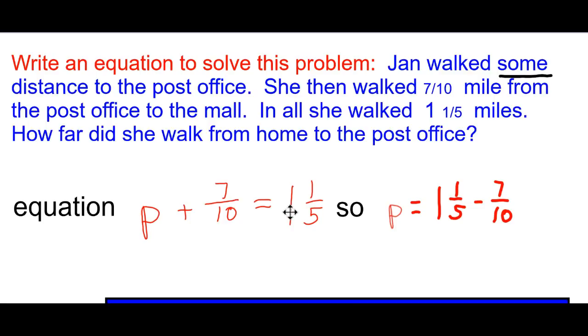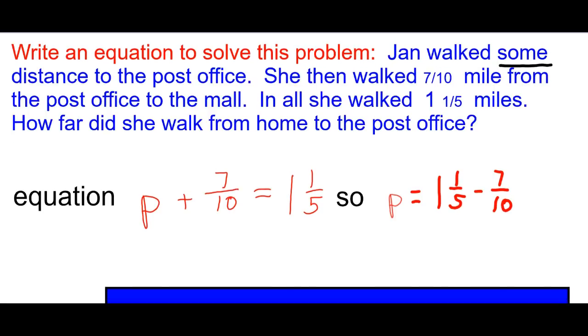That's not going to really help us solve it, so we need to rewrite this. Since it's addition, the inverse operation, or the opposite, is subtraction. So we have to flip this and take our total of 1 1/5 and subtract 7/10 from it to actually find out what the distance is to the post office. So fill in these two equations next to the spot on your paper for equation, and then I want you to hit pause. I want you to solve this, and when you're done, come back and check the video to see if your answer is correct.